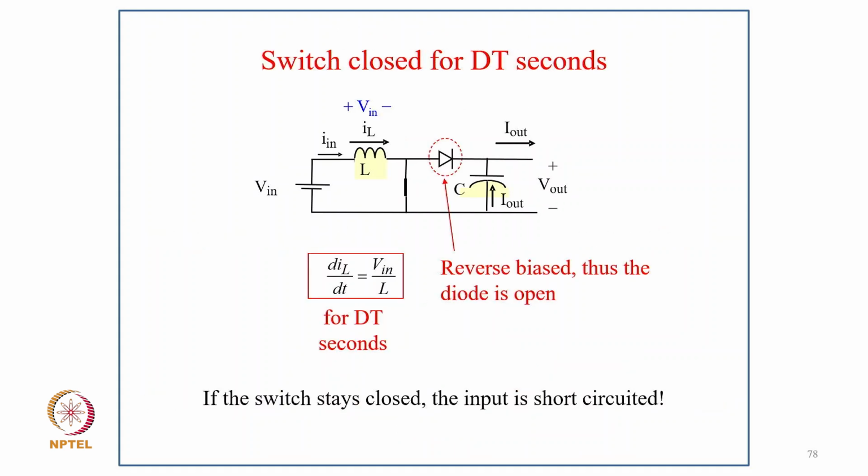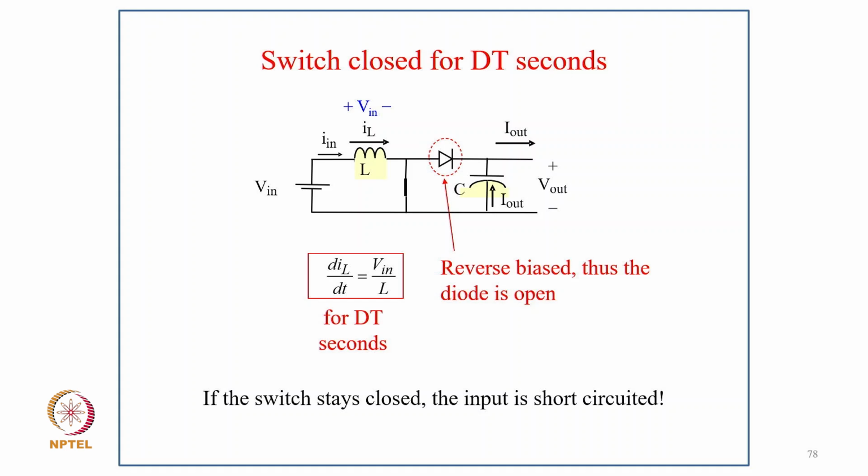So when we switch on, the voltage across the inductor gives di/dt, that is dIL/dt equal to Vin/L, for the switch-on period. The diode becomes reverse biased. The diode is open because the output voltage is more, and the voltage across the switch is 0.